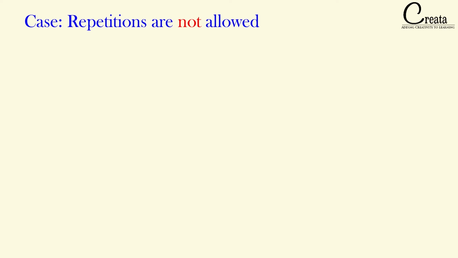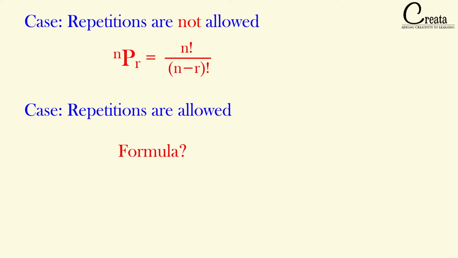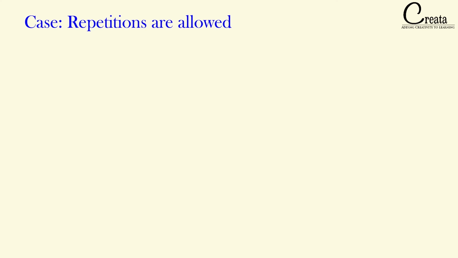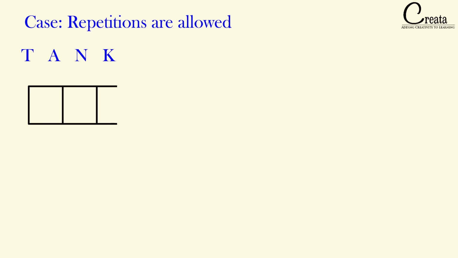Moving further, till now we have discussed the cases where repetition is not allowed, and the applicable formula is permutation equal to n factorial upon n minus r factorial. This formula is applicable when repetition of the objects or items is not allowed. Now we will see the formula when repetition of the items is allowed. For that we will take a small example, the word TANK. We have a 4-letter word, TANK, and we have to form the different 4-letter words from it.